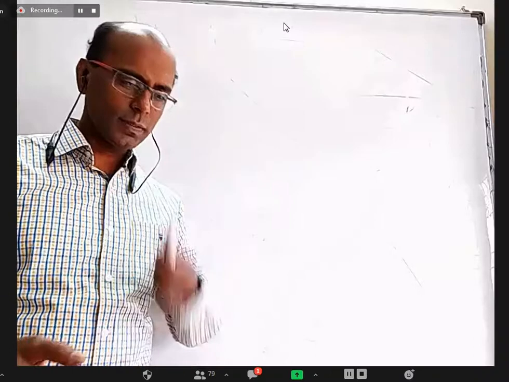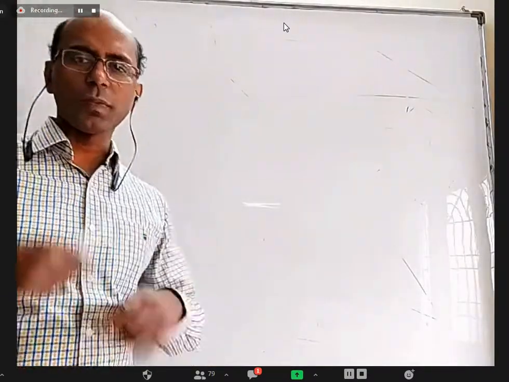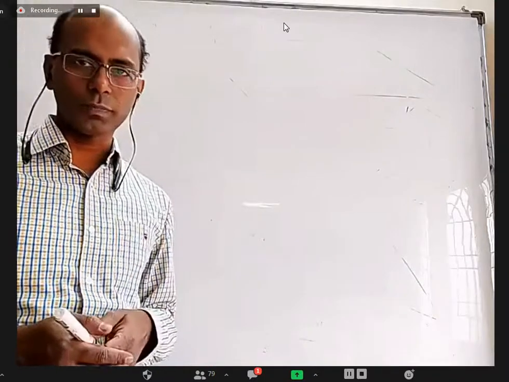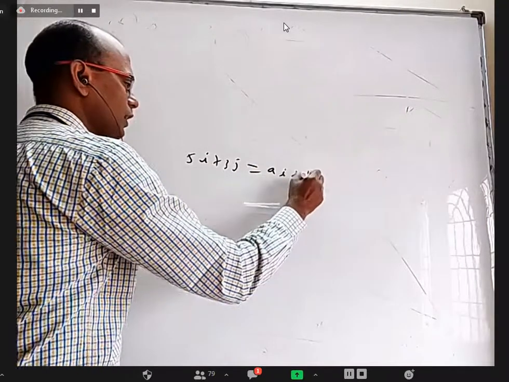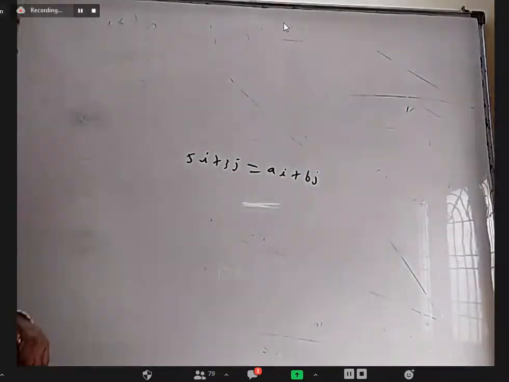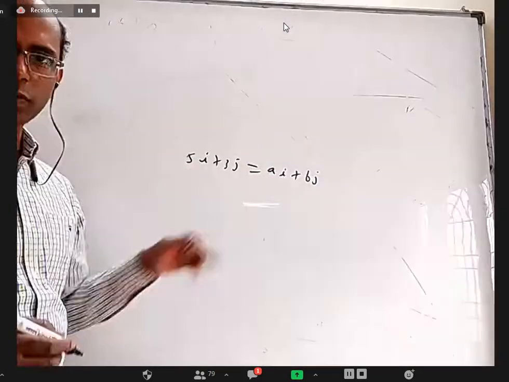Okay, now what I'm going to tell are very, very simple points, but later on they will be very useful. Sometimes we do something and we may not even know the reason why we are doing it. I'll tell you, in physics, you may be doing this: 5i plus 3j equal to ai plus bj. This is one vector, this is another vector. If I equate, I can say a equal to 5 and b equal to 3, right?